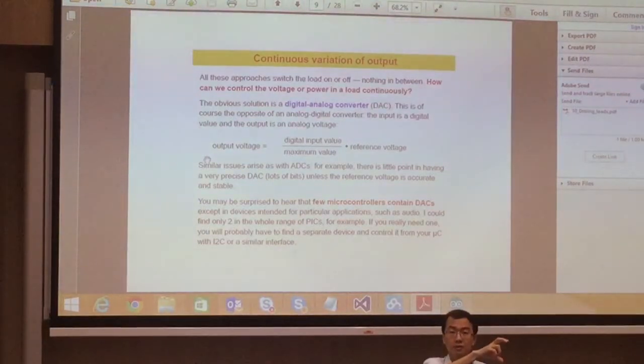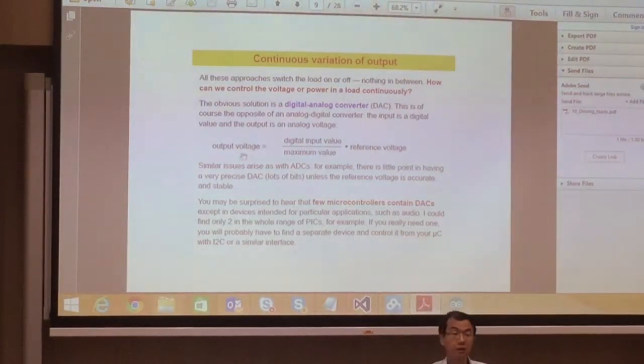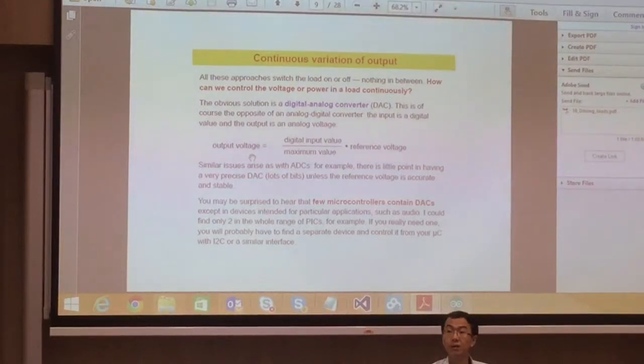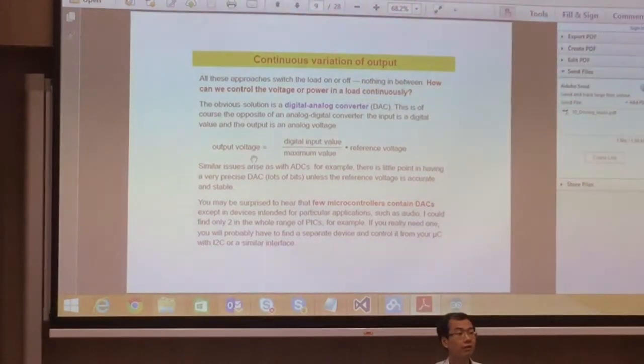Any digital input value, depending on the input value, the DAC can produce the corresponding analog output for you. The reference voltage you can take as VDD. So the output from the DAC is some value, any value within 0 to VDD. So you get the point.